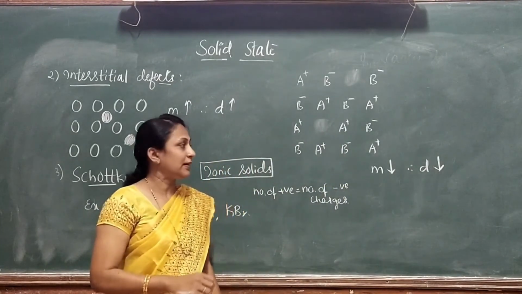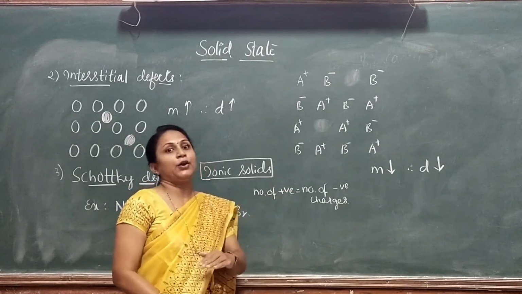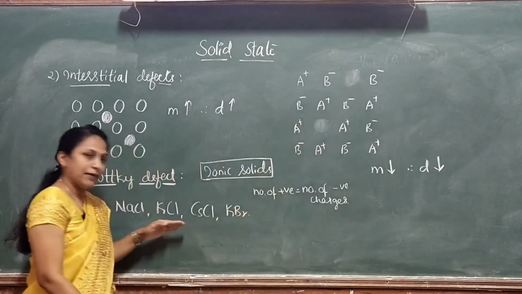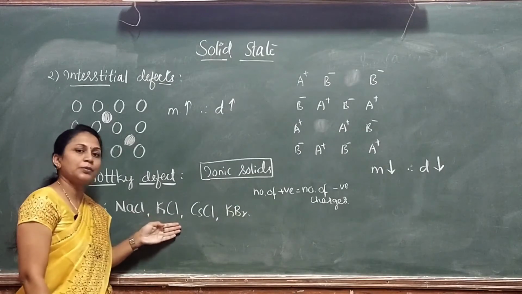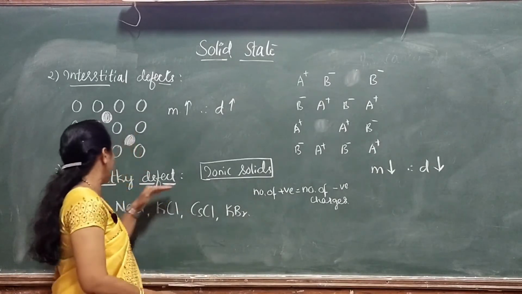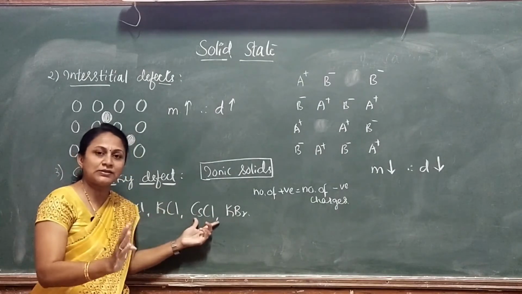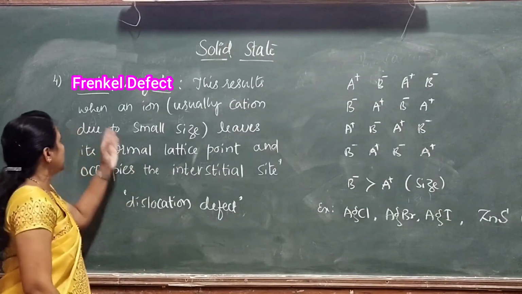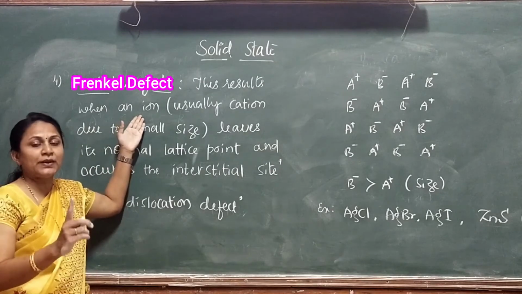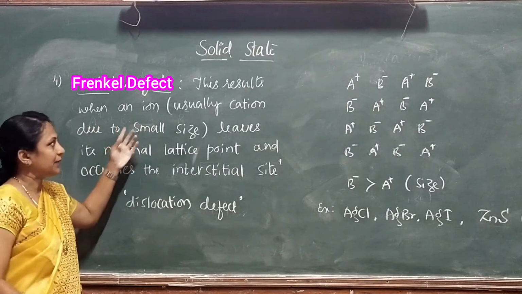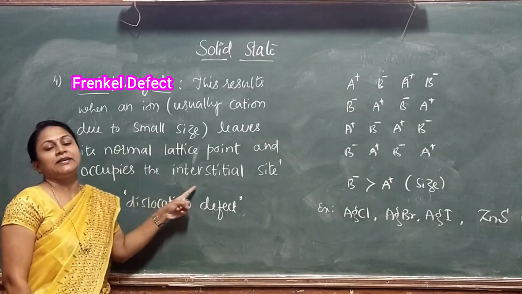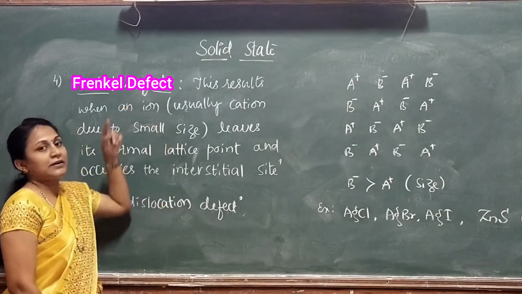This defect is observed in crystals in which the cations and anions have almost comparable sizes. For example, sodium chloride, potassium chloride, cesium chloride, potassium bromide, these types of crystals may show Schottky defect because the sizes are almost same. And the last one is the Frenkel defect. This arises when an ion, usually cation because of its small size, leaves its normal lattice point and occupies the interstitial site. Then the Frenkel defect is observed.